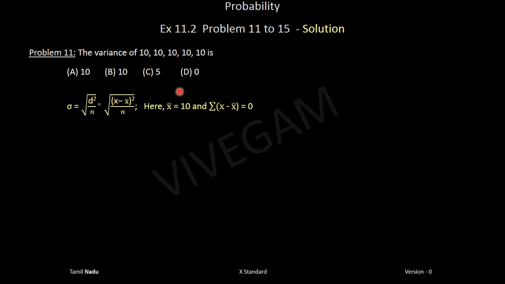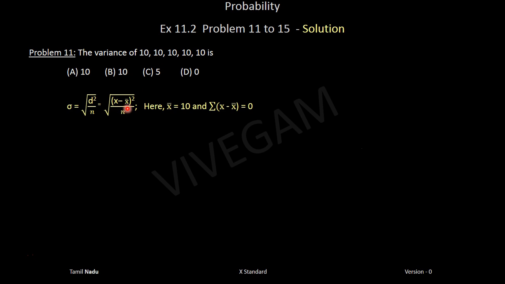So for variance, first you have to find the standard deviation, right? So it is the square root of the sum of (x minus x bar) squared by n. But you have to calculate x bar. What is x bar? 10 plus 10, 20, 30, 40, 50. 50 divided by how many observations are there? 1, 2, 3, 4, 5. So 50 divided by 5, the mean is 10.